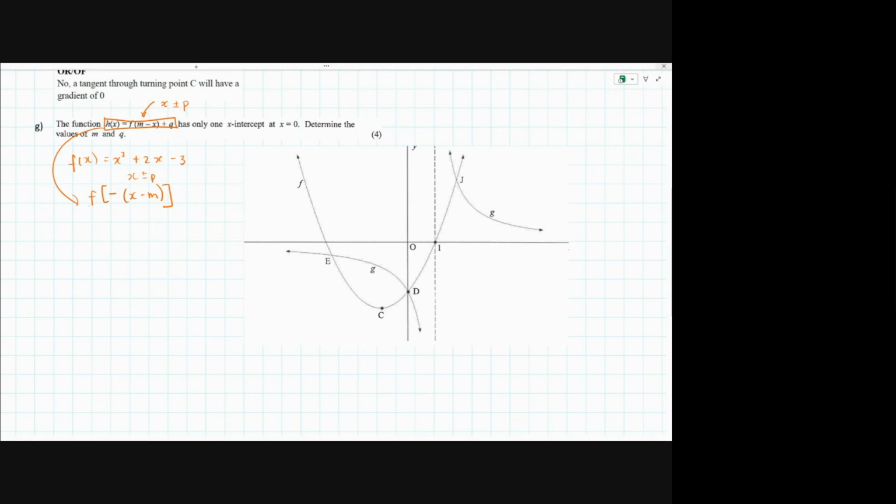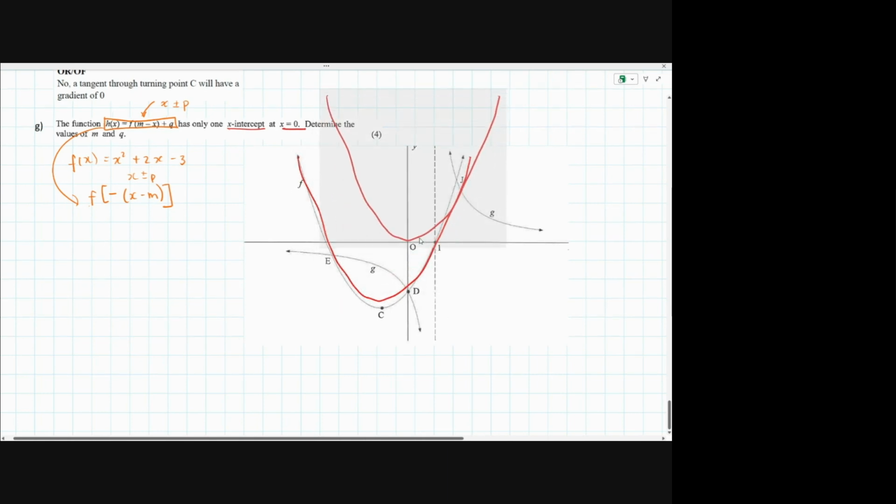I then go on to read the next bit of information that says it has only one x-intercept at x equals 0. So what that means is that this entire parabola needs to move so that its turning point is at the origin. That is what those two statements mean. I need the x-intercept at the origin. Now, in order for that to happen, this graph would need to move 4 units up, because the turning point is at (-1, -4). And because this x coordinate is -1, it would have to move 1 unit to the right.